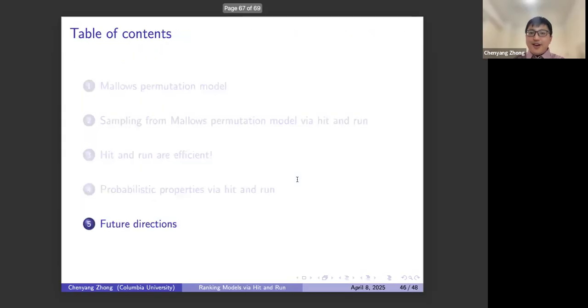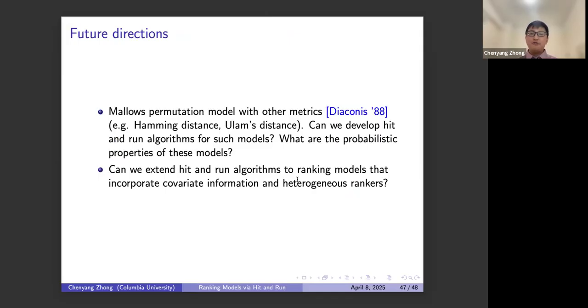Okay, so this is how we obtain a probabilistic analysis of both of the models, also through the same algorithm that we use to sample from it. And here are some future directions. For example, there are other Mallows models, such as the Mallows model with Hamming distance or Ulam's distance and various other distances. Can we also develop hit and run algorithms for those more general models?